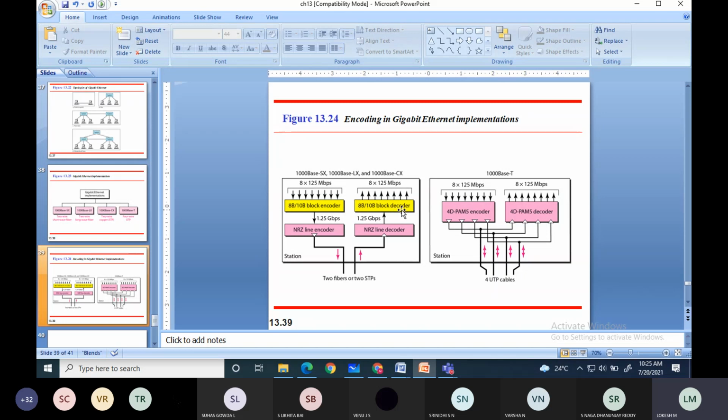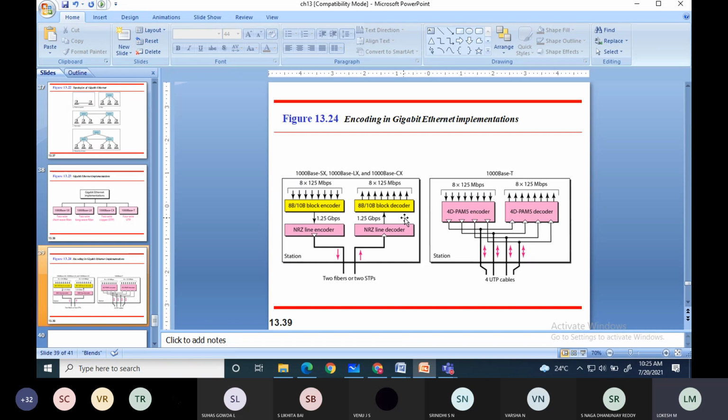Based on the block encoding, one more level of decoding has been done. Through NRZ, the line decoding method, and then the 8B/10B block decoding has been done. Once it extracts the data, the extracted data is 1000 Mbps, and the sent data is also 1000 Mbps. So this is the way the encoding in gigabit Ethernet implementations can be carried out.